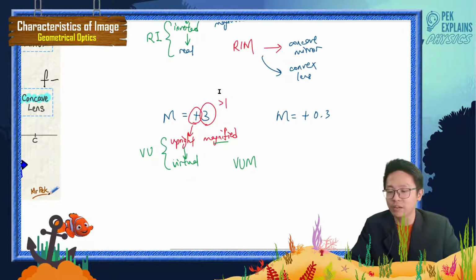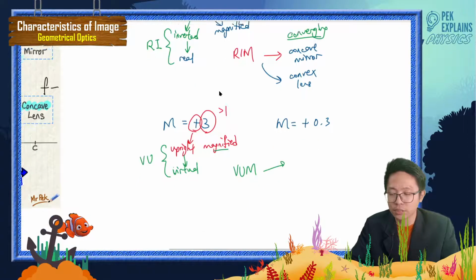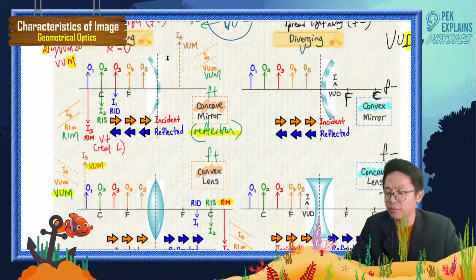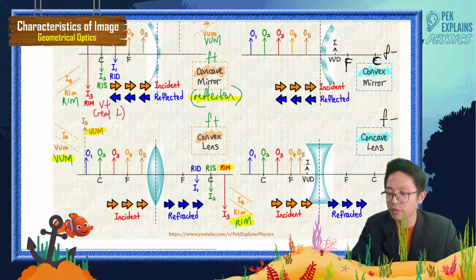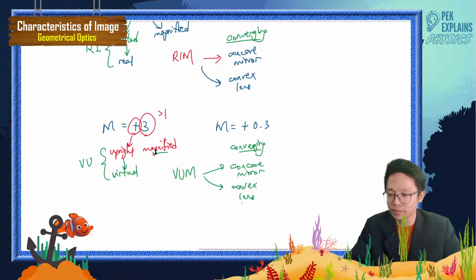If it's a mirror, what type of mirror can form VUM? This one must be converging. Just now the real ones were all converging, and VUM also belongs to the converging series. So VUM must be a concave mirror. What type of lens can converge light? A convex lens also can converge light, the fat guy. So I use either a concave mirror or a convex lens.